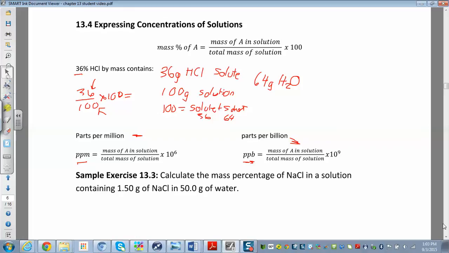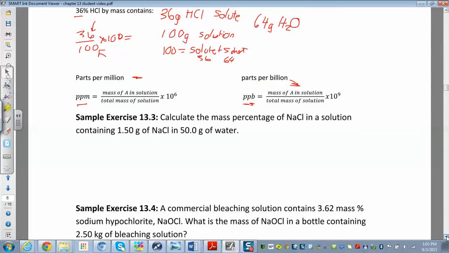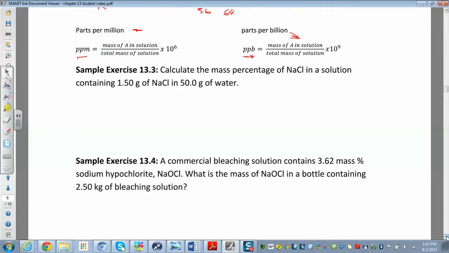Let's do another one of these. We try to calculate mass percent here. Calculate the mass percent of sodium chloride in a solution containing 1.5 grams of sodium chloride in 50 grams of water. So I want the mass of my solute divided by my mass of solution. Again, there's two parts to your solution. This is your solute, and this is your solvent. You know that this one's your solvent because you have more of it.